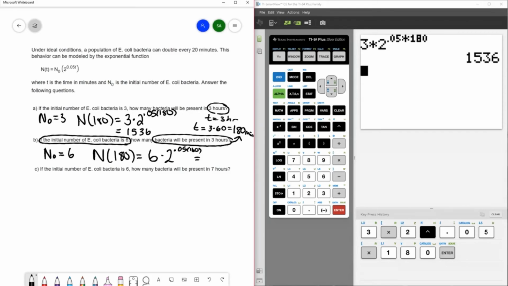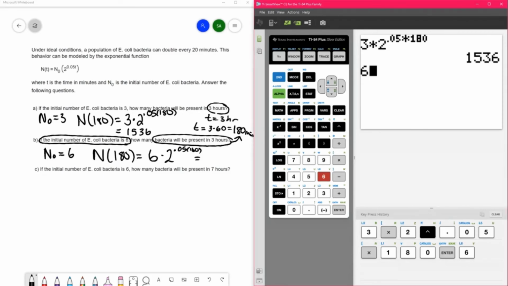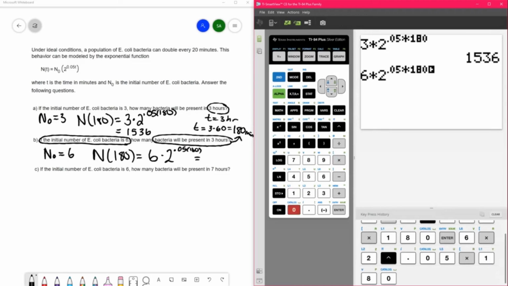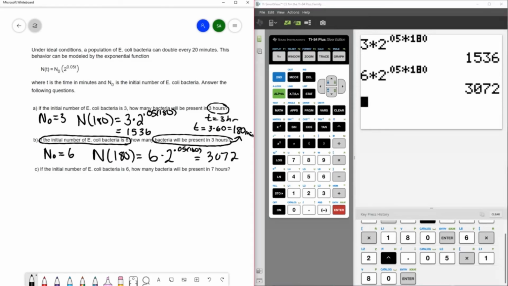So 6 times 2 raised to the 0.05 times 180 will give 3072. So that's the number of bacteria that will be present after 3 hours if we started with 6 bacteria.